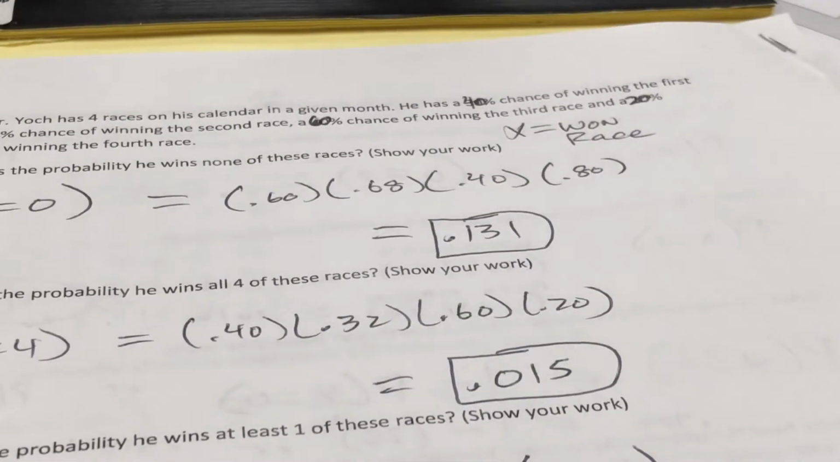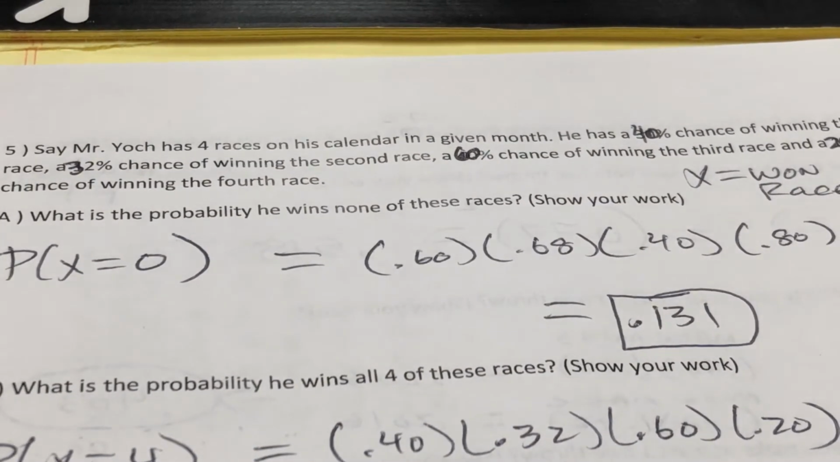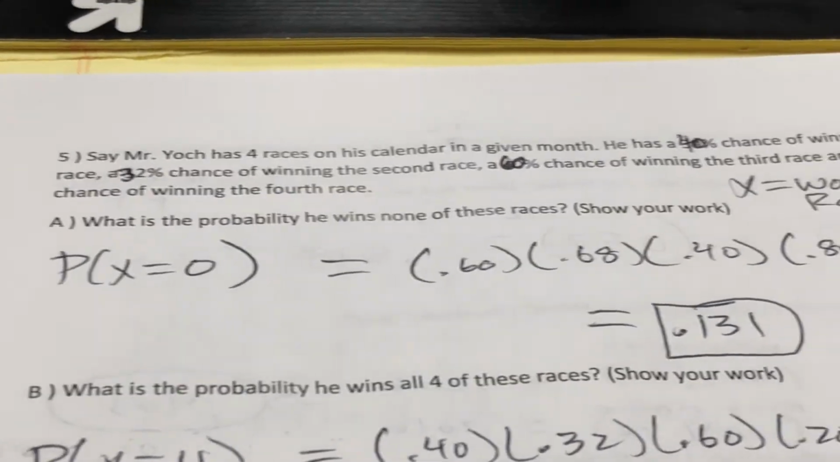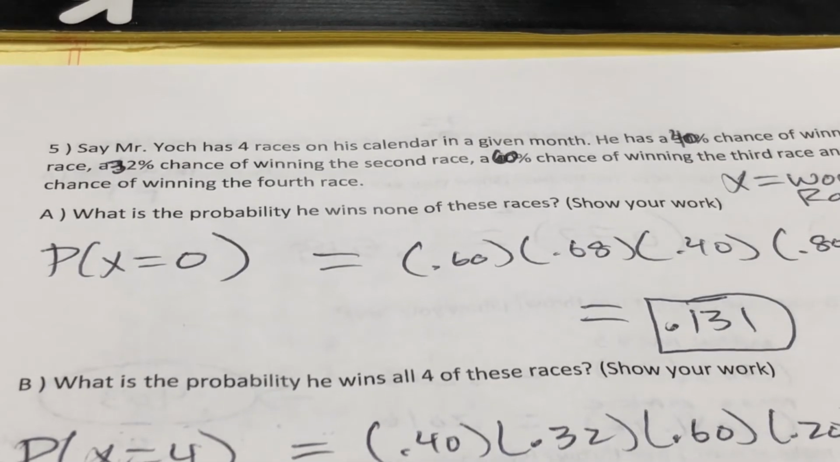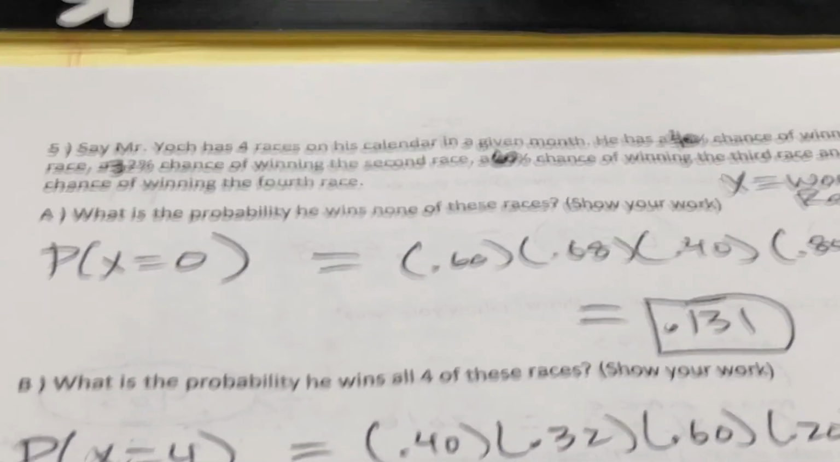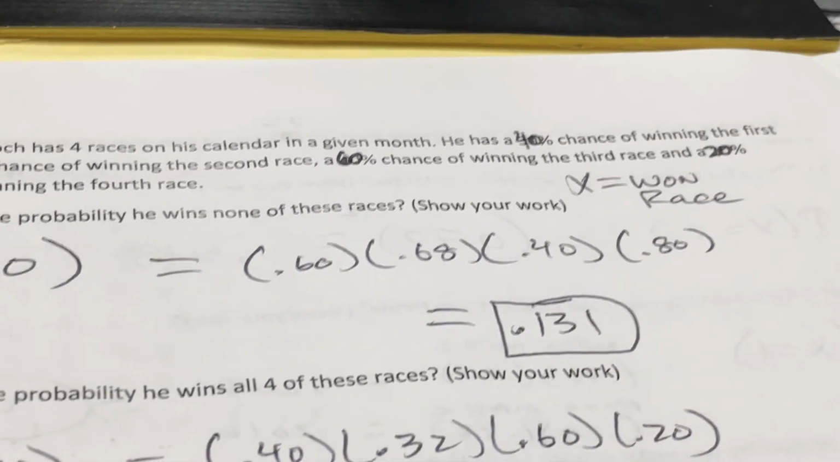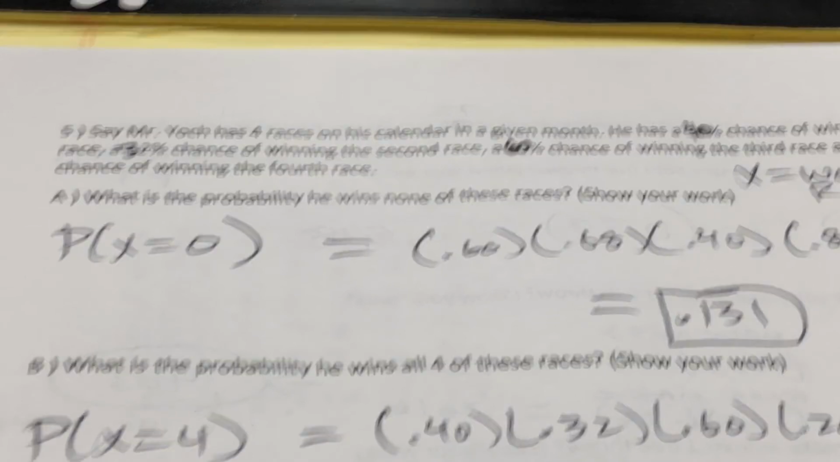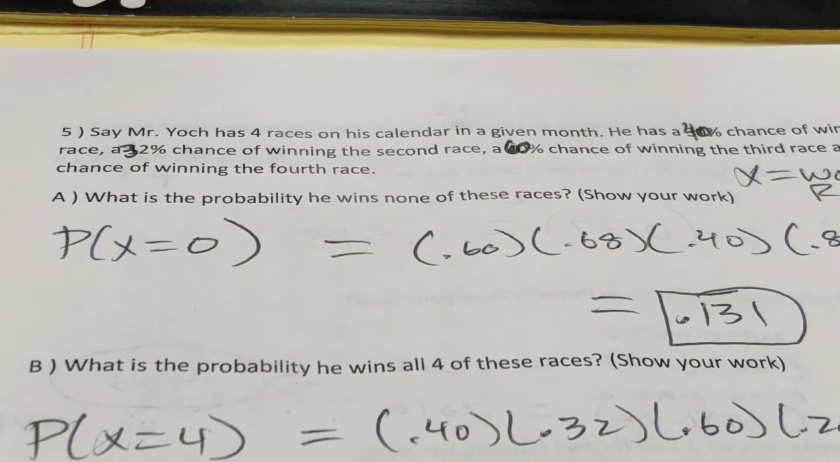All right, then the very last one here. Say Mr. Yak has 4 races on his calendar in a given month. Currently, I have that for December. He has a 40% chance of winning the first race. That's probably not true now. 32% chance of winning the second race, also inaccurate. 60% chance of winning the third race, probably not. And a 20% chance of winning the fourth race. Okay, so maybe when there's a lot more races available and these were all small, this could have been true.